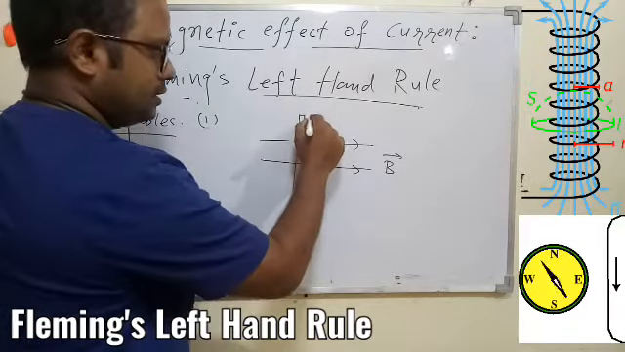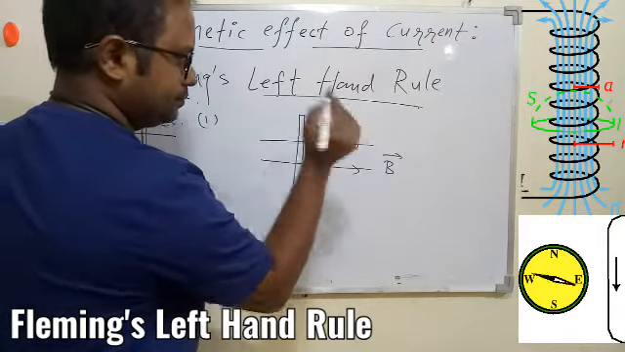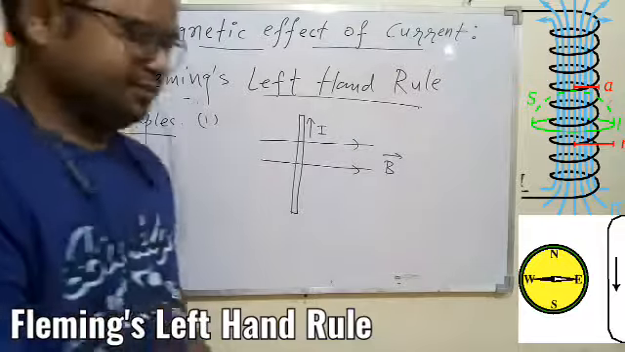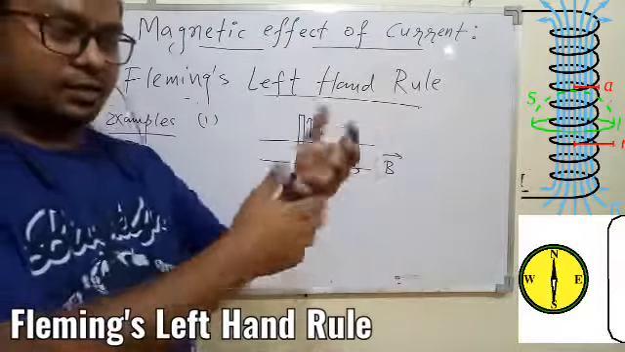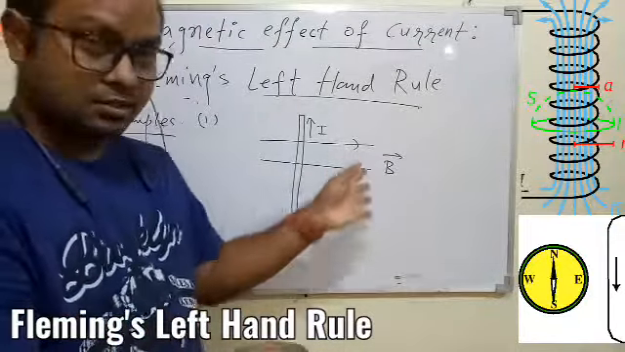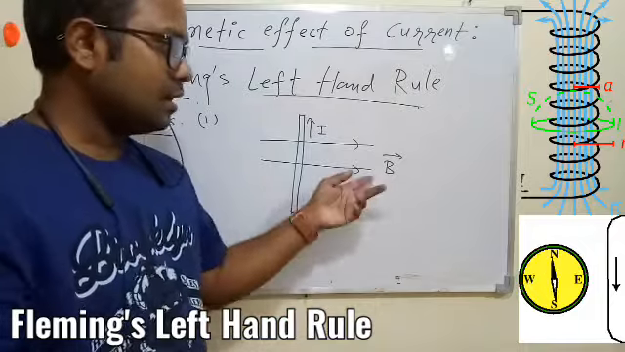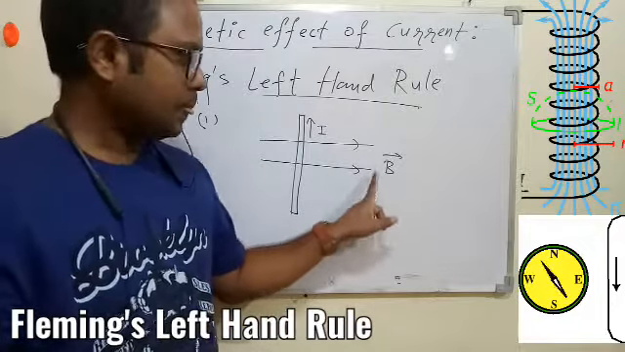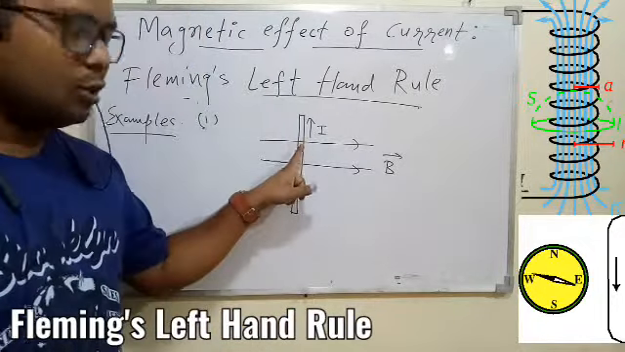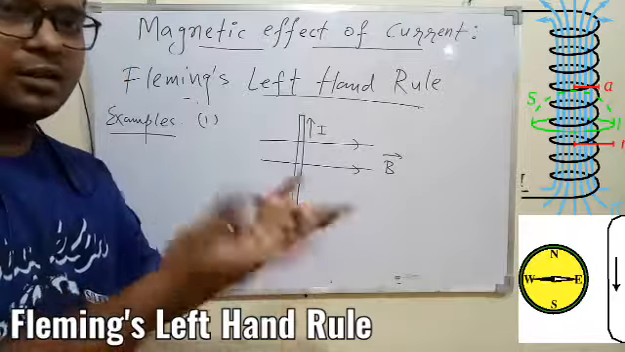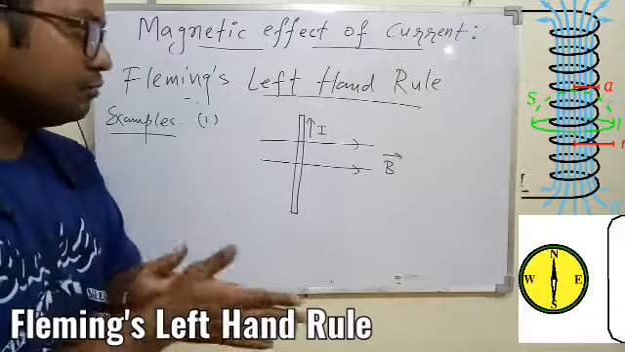Okay, and let the current is moving upward. So this is case 1. Now we have to rotate our hand in different direction to adjust. What we have to adjust? We have to adjust our finger along B, we have to adjust our finger along I. Automatically thumb will come somewhere, then that will show the direction of force.